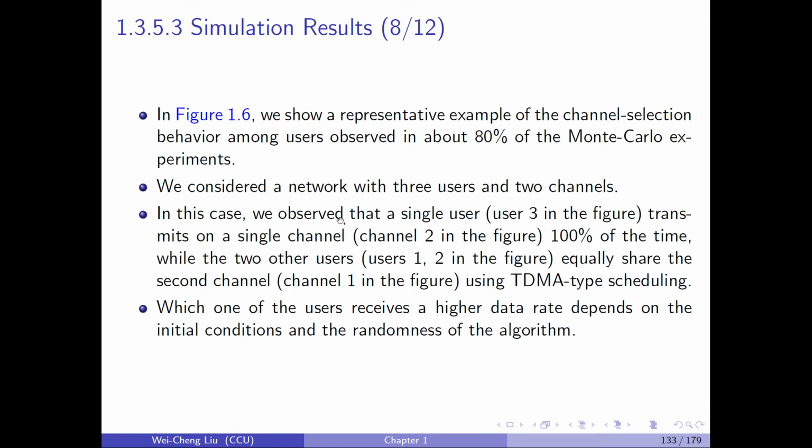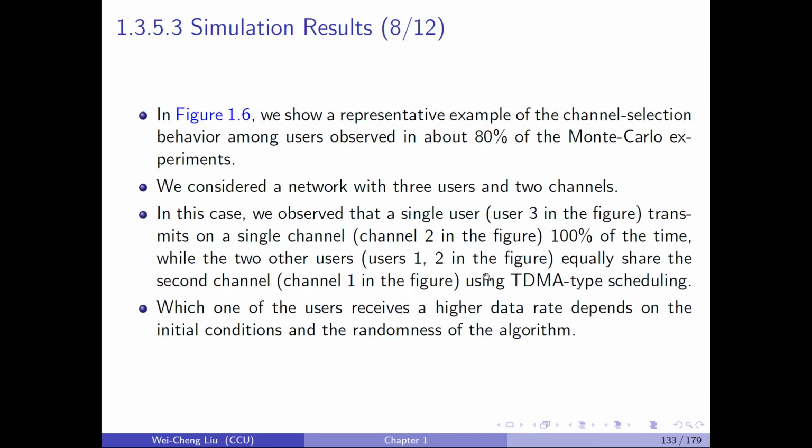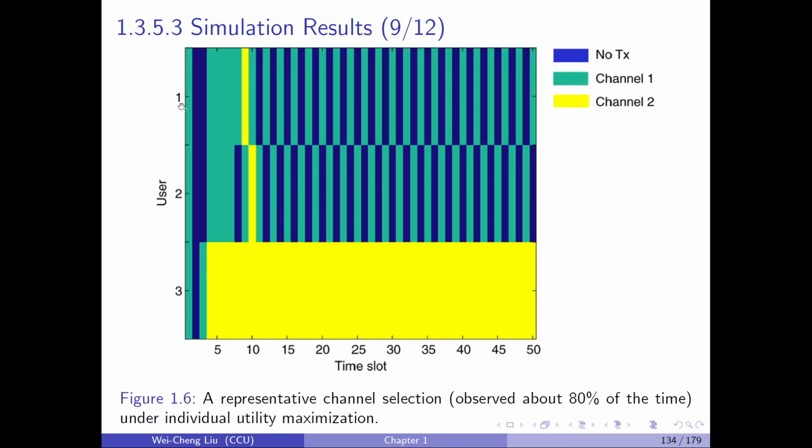In this case, we observe that a single user, user 3 in the figure, transmits on a single channel, channel 2 in the figure, 100% of the time. While the 2 other users, 1 and 2 in the figure, equally share the other channel, channel 1 in the figure, using TDMA type scheduling. You can see user 1 and user 2 almost transmit in channel 1 in a TDMA type scheduling.